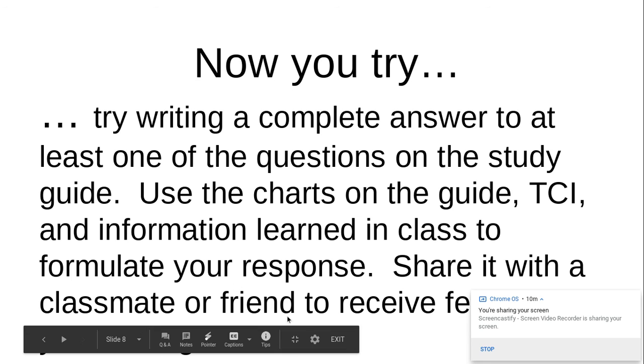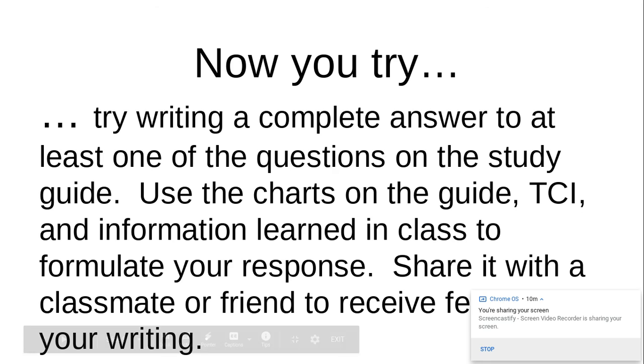Okay, so now we want you to try. Please try writing a complete answer to at least one of the questions on the study guide. Use the charts on the study guide, use TCI and any other information you learned in class to formulate your response. It would be great then if you shared it with a classmate or one of your friends so that they could give you some feedback, maybe in the form of adding comments to the side of the document to let you know how well they think you did on it, what things you could add, or maybe what things you could take out to make your response better.